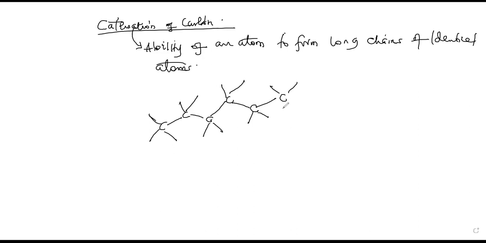Like this. So something like that. That is what we are calling catenation. So the bonds can be continuous, but in simple terms, that's what we call catenation.